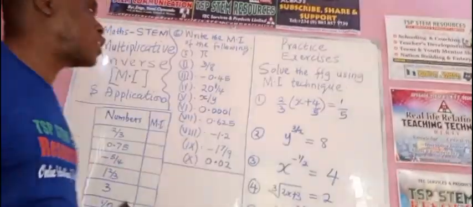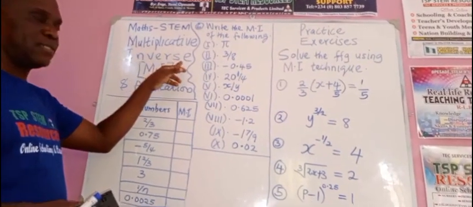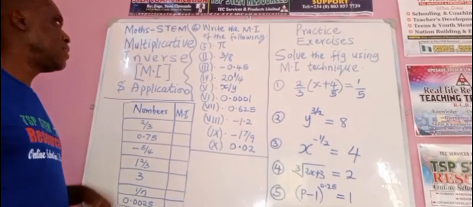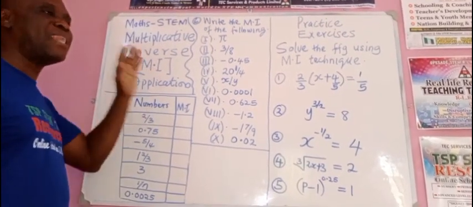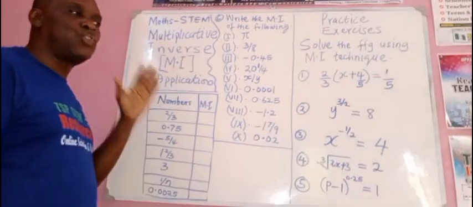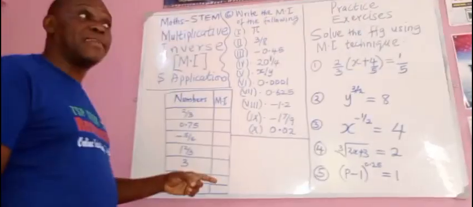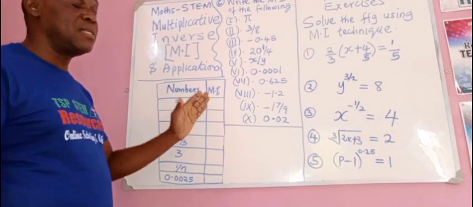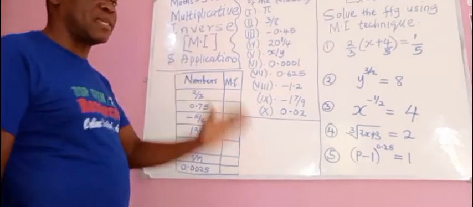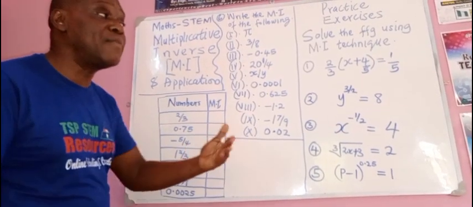So, what is the topic? The topic is multiplicative inverse, MI. It is being addressed at Junior Secondary School 2, JSS 2. And like I said, it is relevant to students from primary 3 to primary 6, JSS 1 to JSS 3, SS1 to SS3, then down to the university.